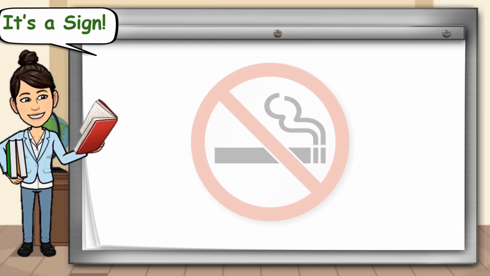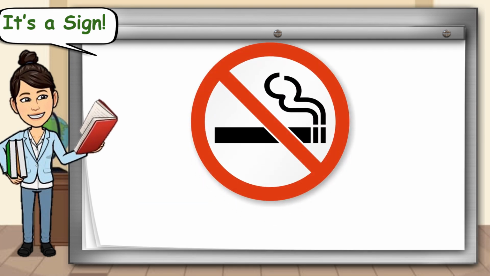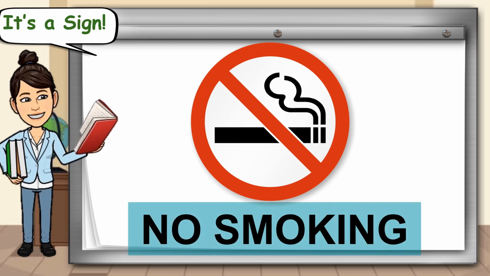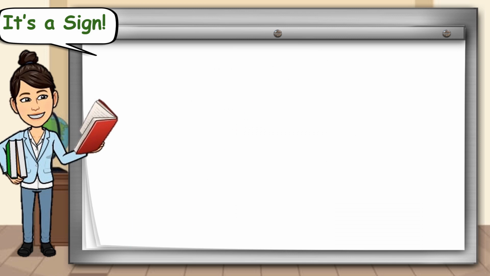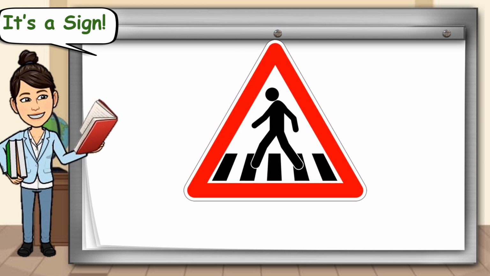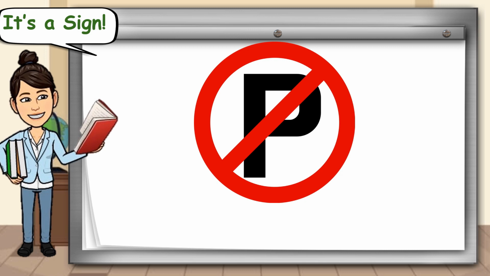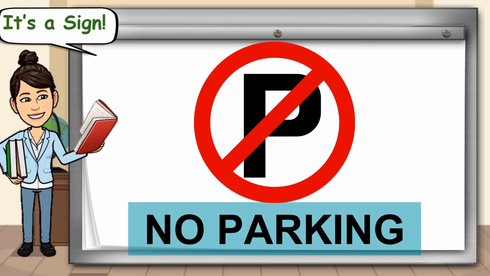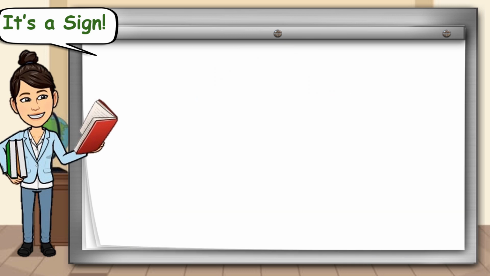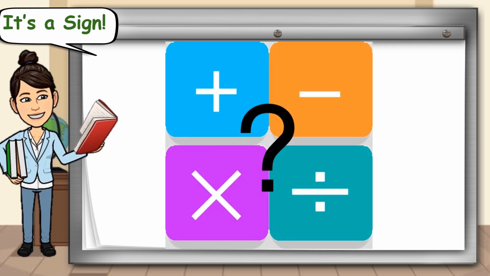Next, how about this one? Alright, this symbolizes a rule for no smoking. The third one? Very good. This pictures pedestrian crossing. And how about this? Correct. This is for no parking. And lastly, in mathematics, what do these symbols mean? Yes, these obviously are the four fundamental operations, which are addition, subtraction, multiplication, and division.